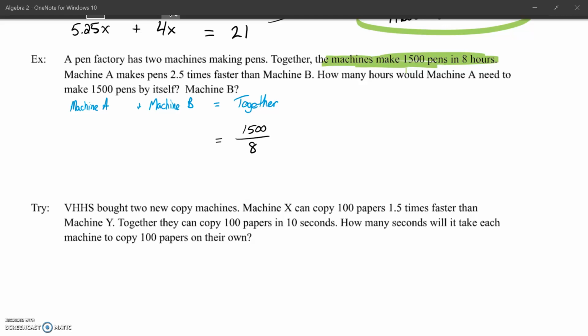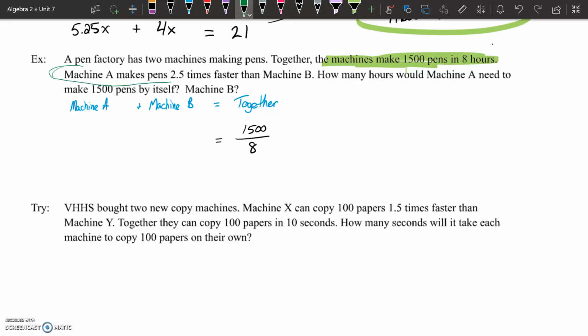Now, machine A, this is where things might get tricky. You've got to pay attention here. Machine A makes pens 2.5 times faster than machine B. So we're still talking about making 1,500 pens. So for both machine A and machine B, we're talking about a numerator of 1,500. It's the denominator that we don't know.